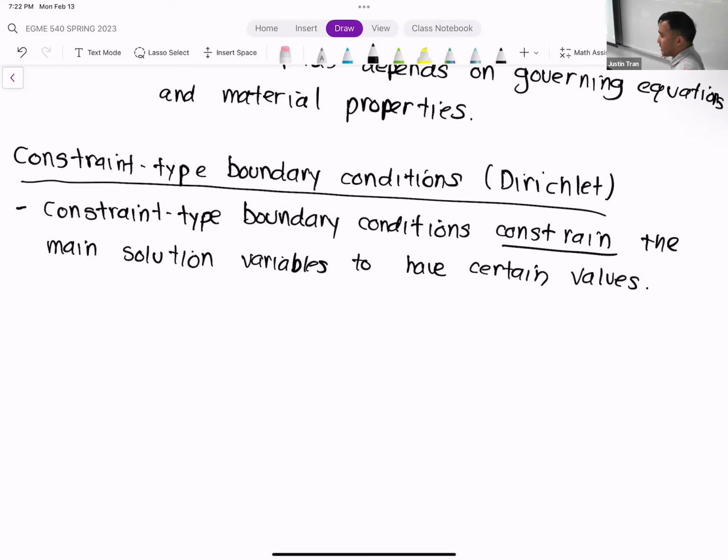Another way you can think of it is that it's forcing a certain value from the primary solution variable. All right, so just a quick example. When we're talking about structural simulations, which is what we're going to do for the majority of this class, the primary solution variable is deformation or displacement. Okay.